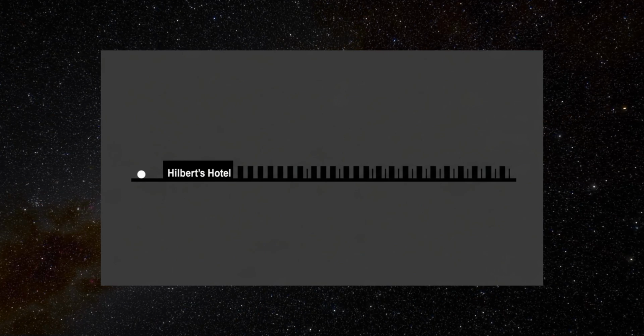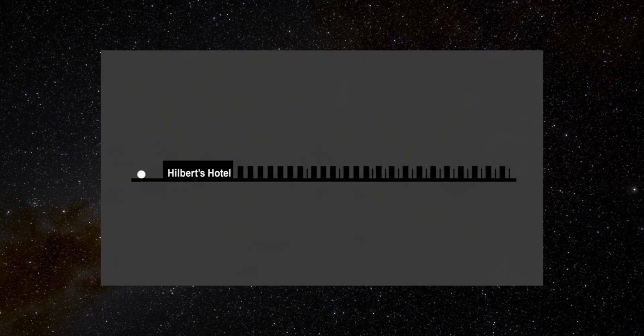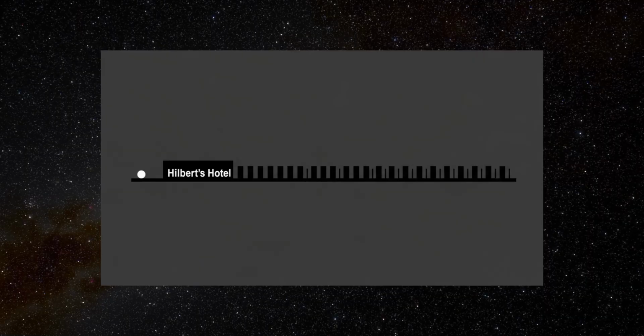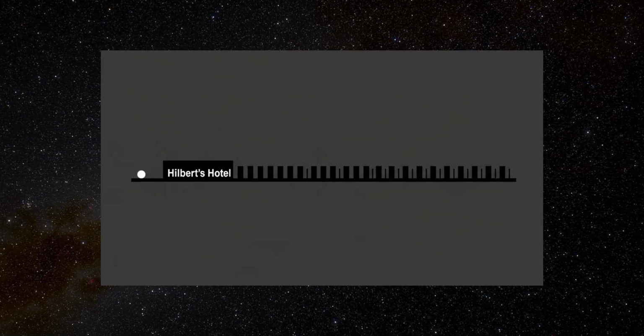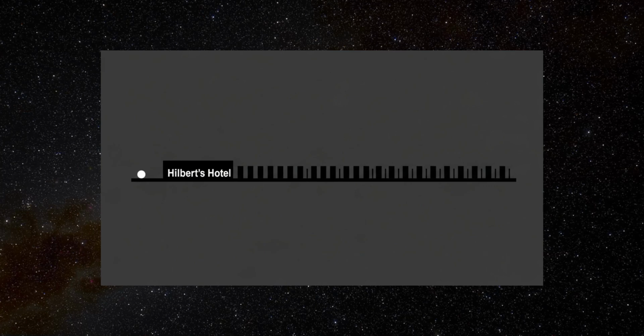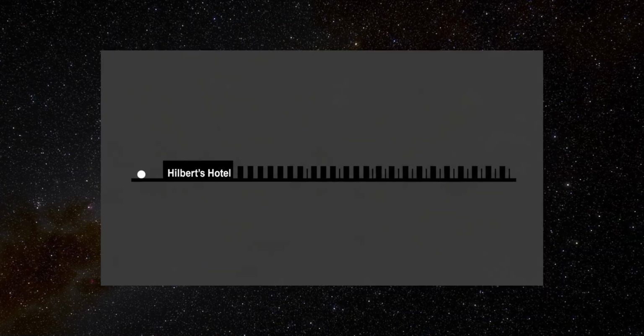The paradox becomes even more striking. Suppose an infinite busload of new guests arrives. Can the hotel still accommodate them? Incredibly, yes. The manager now shifts each existing guest from room N to room 2N, doubling every room number. Now all the even-numbered rooms are occupied, and all the odd-numbered rooms are empty, an infinite number of them, ready for the new guests. The newcomers can be placed in rooms 1, 3, 5, 7, and so on.